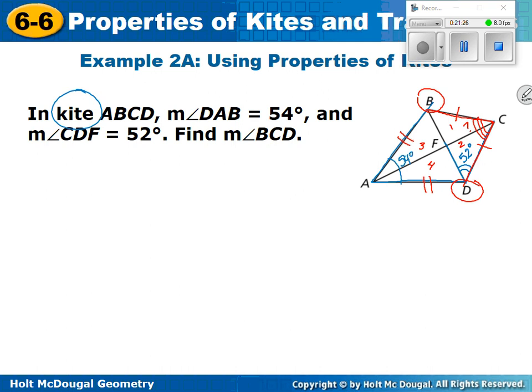So one thing you could think about is, in a kite, one pair of opposite angles are congruent, and the other pair of opposite angles are bisected. Does that make sense? You don't really have to memorize that. If you just think about the fact that these triangles are congruent, that will occur. Okay, so we want BCD. Tell me what you did. Somebody. Jedi, go ahead.